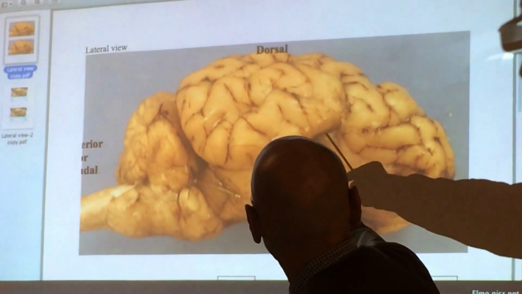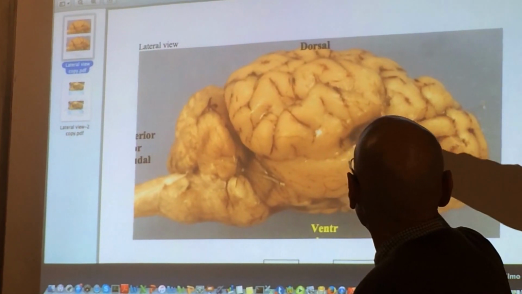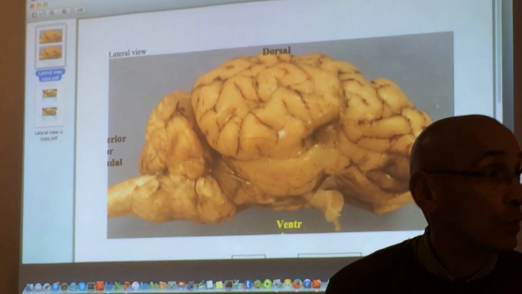There's the insula. And there's the Sylvian sulcus, going straight up from the insula. Good?